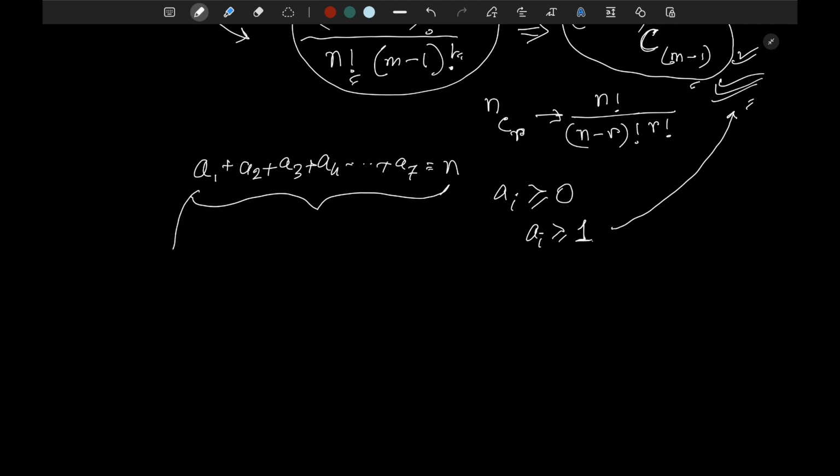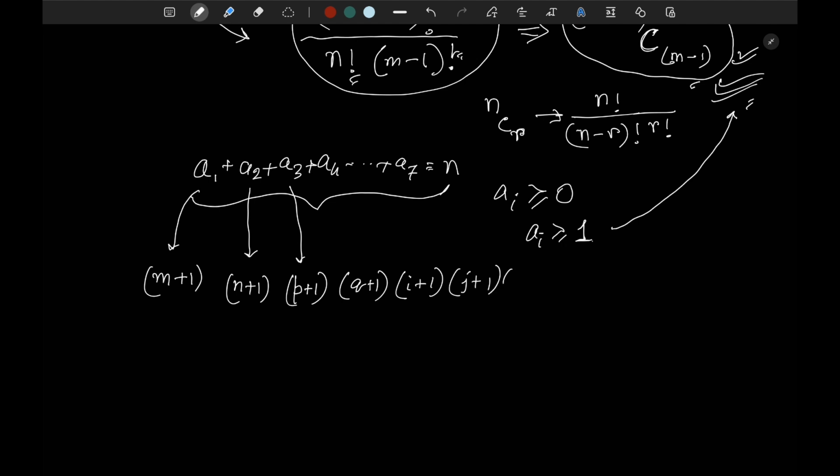So let a1 be denoted by m plus 1, a2 by n plus 1, a3 by p plus 1. Similarly we have q plus 1, i plus 1, j plus 1 and k plus 1. These are nothing but your a1, a2, a3, a4, a5, a6 and a7. Why have we taken this in the plus 1 form?